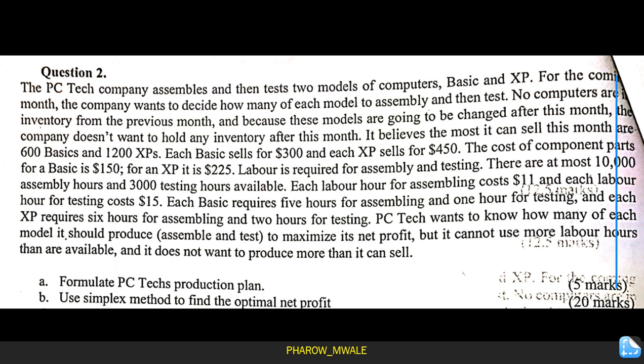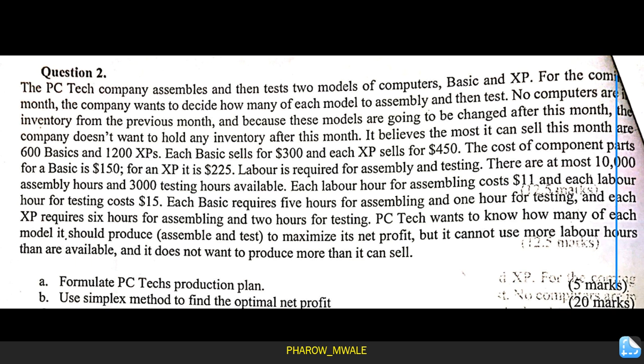The first question says, formulate PC Tech's production plan. Number 2, use the simplex method to find the optimal net profit. Now, as you can see, the simplex method has more marks. It is allocated 20 marks, which means there's a bit of work there. But our focus for today is specifically to formulate the PC Tech production plan.